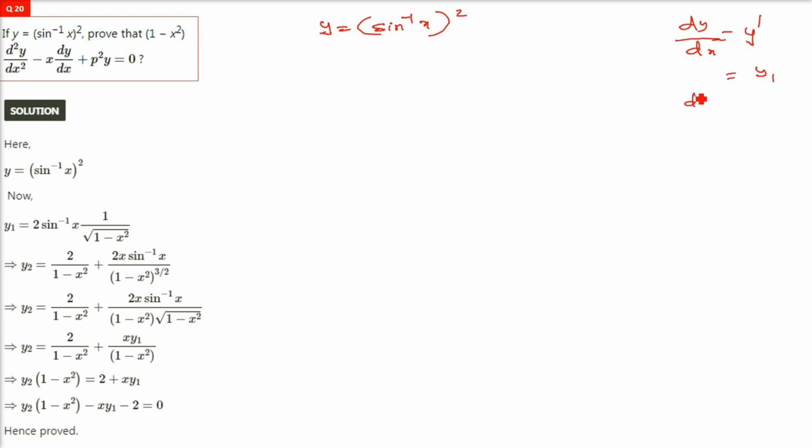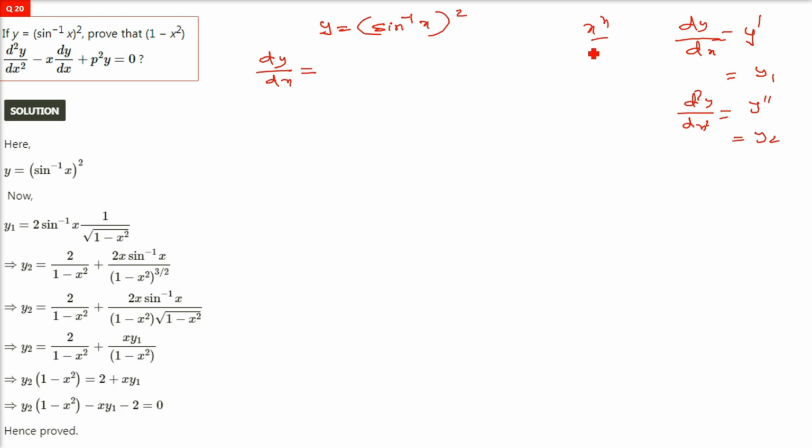Dy by dx we generally write as y dash or y1, and d2y by dx2 we generally write as y double dash or y2. So whenever we write y dash or y prime, it is dy by dx, and y double prime is d2y by dx2. We have to prove this, which I showed you in this solution. This term is of the previous question, which is replicated here, so there is a slight mistake here. I'm going to correct it just now. So dy by dx, you have sin inverse x to the power 2.